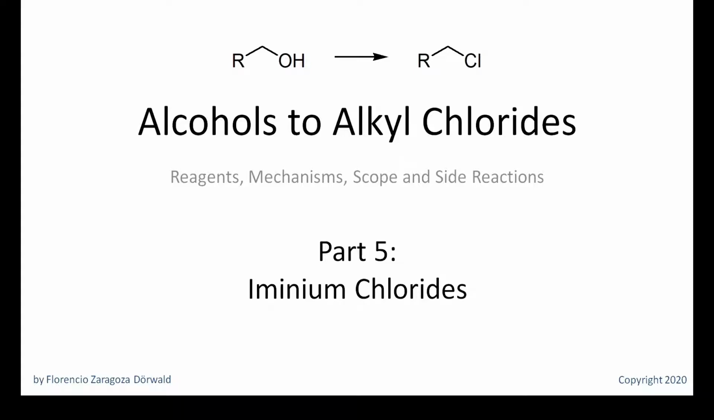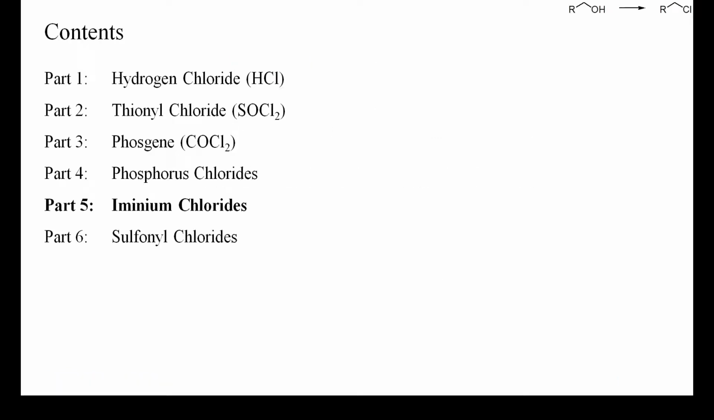Hi, welcome everyone to part 5 of my video playlist about the best methods to convert primary alcohols into alkyl chlorides. This presentation is about the use of iminium chlorides as deoxychlorinating reagents. These cationic reagents may be formed stoichiometrically or in catalytic quantities only, for instance when DMF is used to catalyze the formation of acyl chlorides.